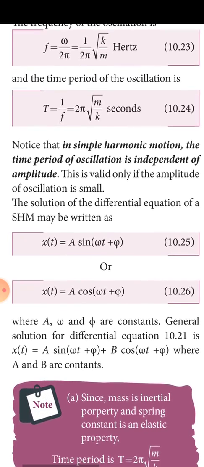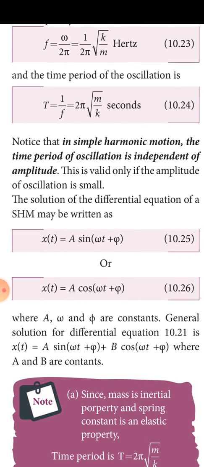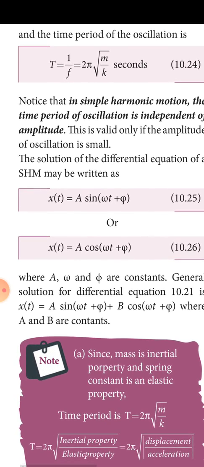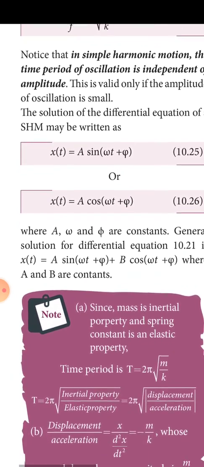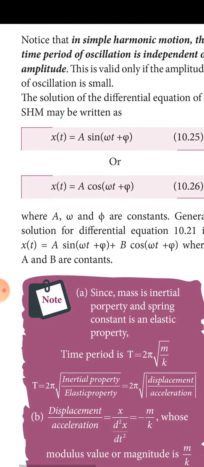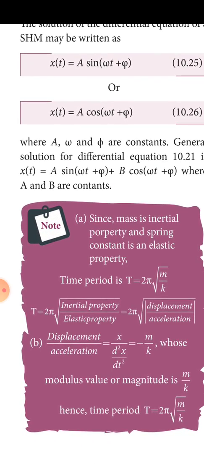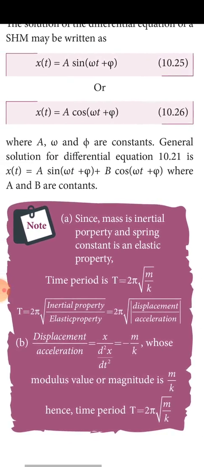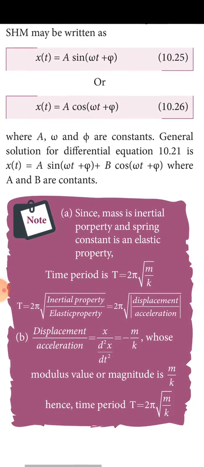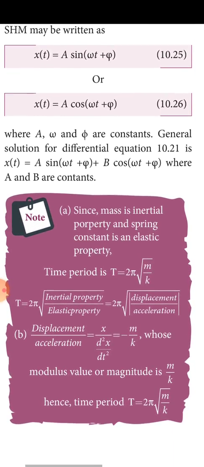This is valid for oscillation that is very small. So x of t equals A sin(omega t plus phi) and x of t equals A cos(omega t plus phi). Adding these equations, we get the general solution of the differential equation.